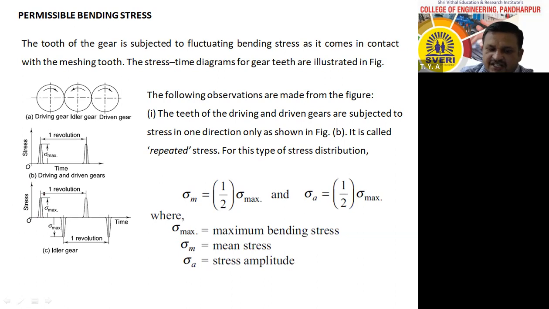This idle gear is subjected to fluctuating stress. Fluctuating means what? What is meant by fluctuation? Fluctuation means the difference between maximum and minimum.